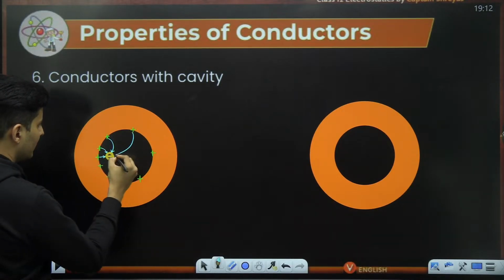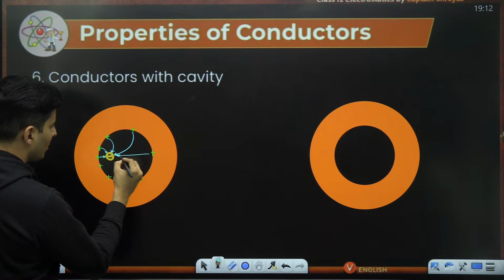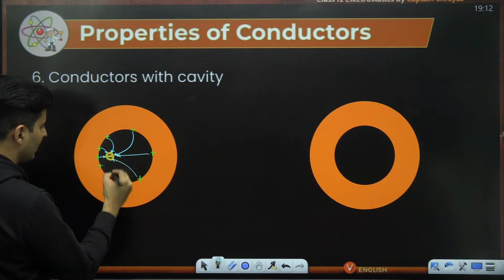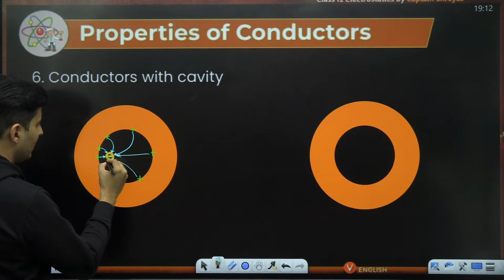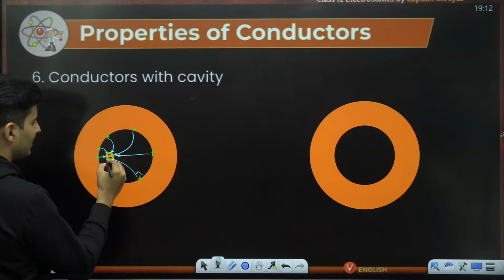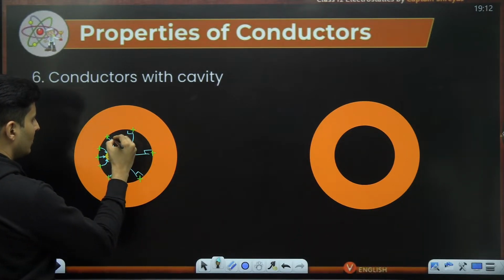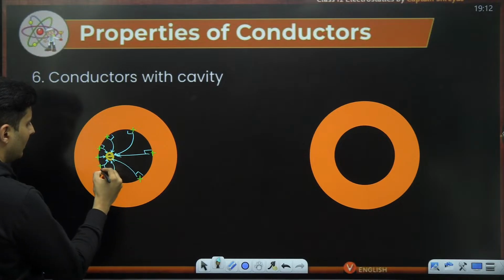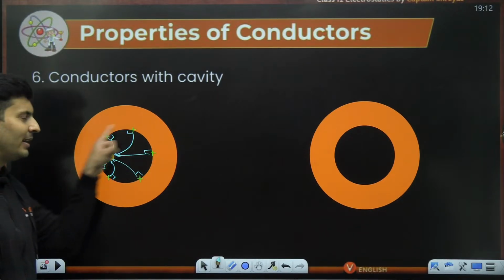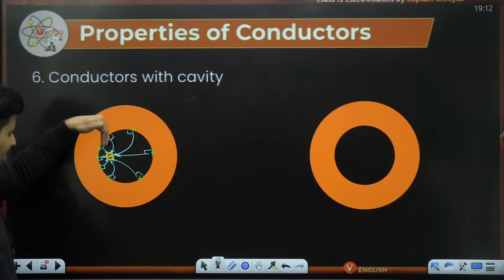And notice one interesting aspect. No matter where the electric field is coming from, it is always perpendicular to the surface because it's a conductor. At the end of the day, it is a surface. So it has to be perpendicular to the surface of the conductor. Everywhere it is perpendicular. So it is curved and it is terminating on the negative charge.